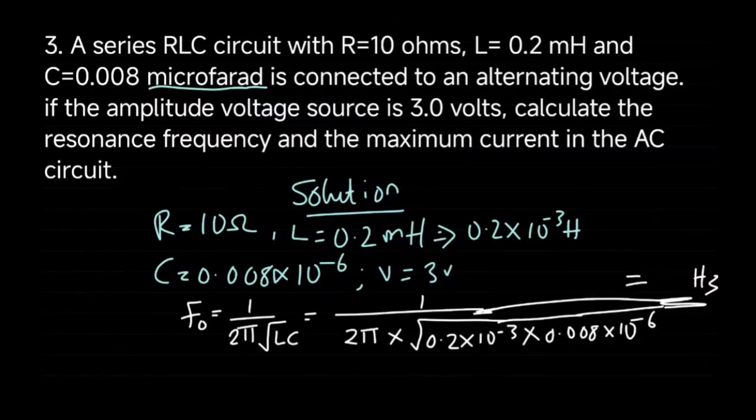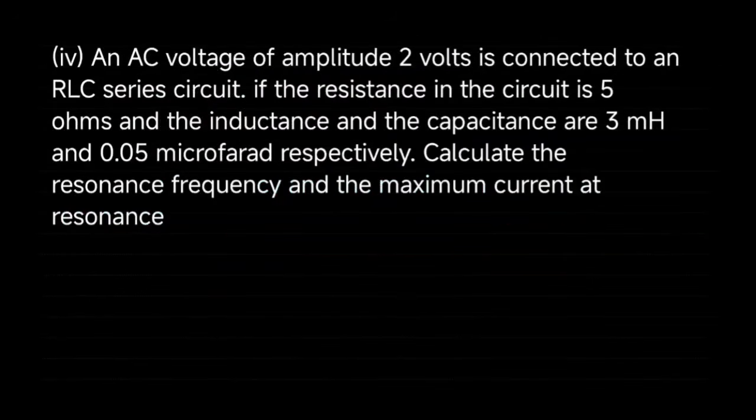So how are we going to solve the maximum current? My V naught is equal to I naught times R, and use this equation to solve for the maximum current by making I naught the subject of the formula, I naught equal to V naught all over R. So solve this and drop your answer of the maximum current in the comment section. The last question is something you solve. Take your time to solve it. Drop it in the comment section.